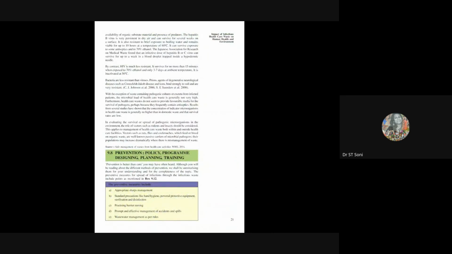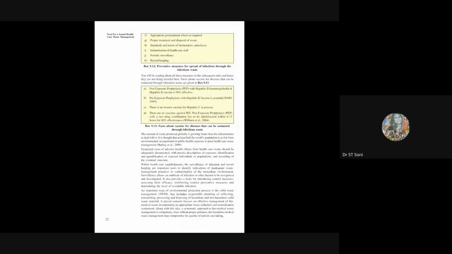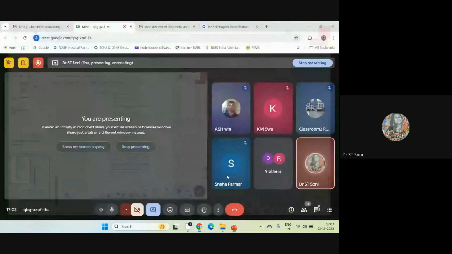So these are all types of the risk and prevention. We need to prevent policy wise. I have taken this in the IPC program, that we need to design a program and plan and train everyone so that the risk is reduced. So: appropriate sharps waste management, standard precautions, barrier nursing, and effective management of spills and accidents and wastewater management as per the rules. So these are all the risks to humankind.